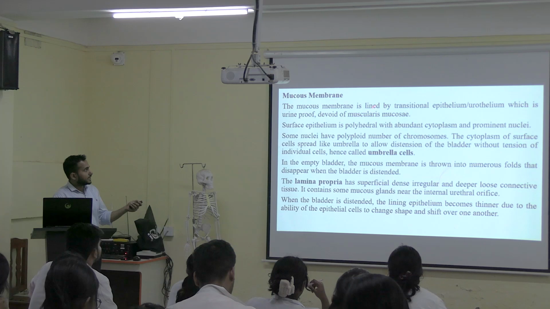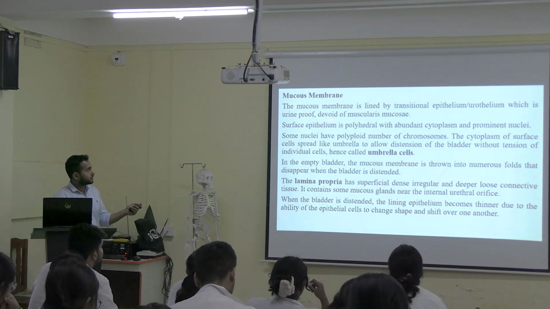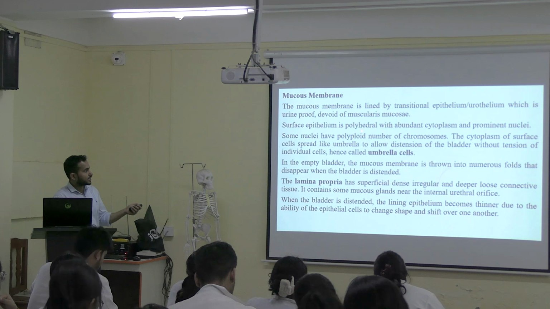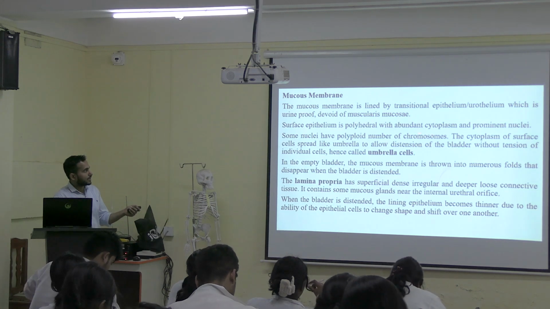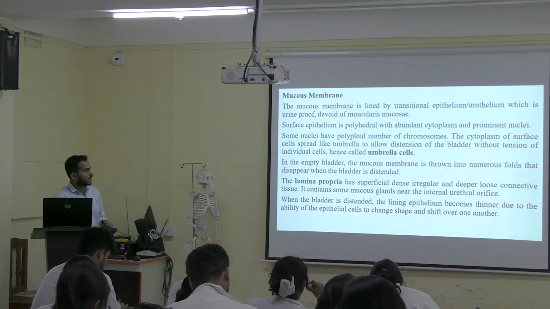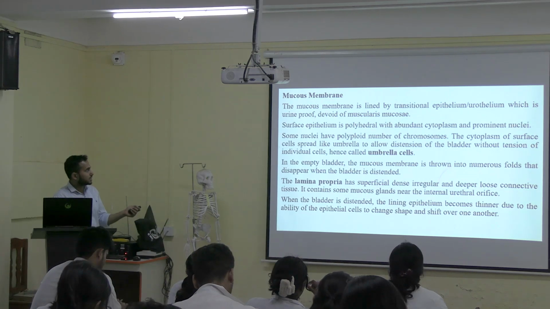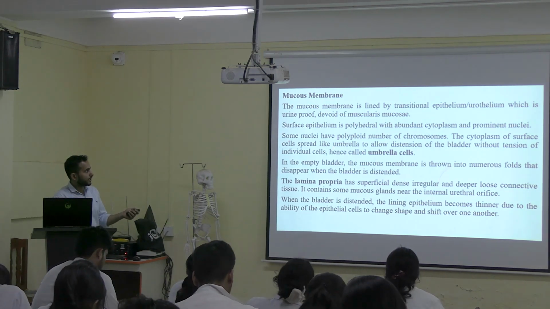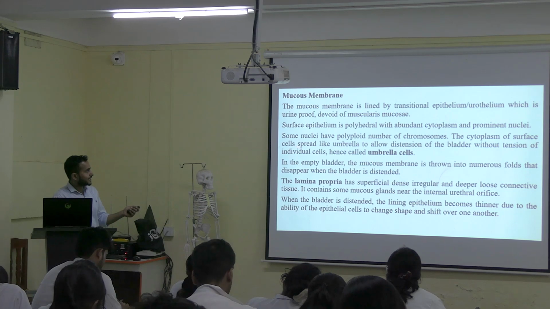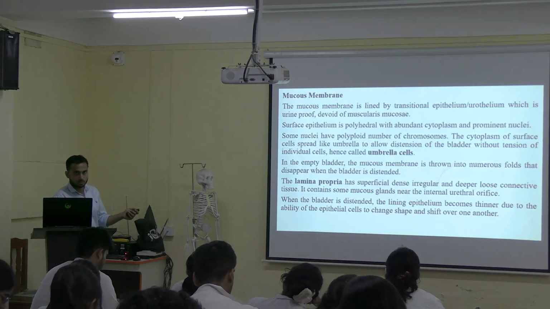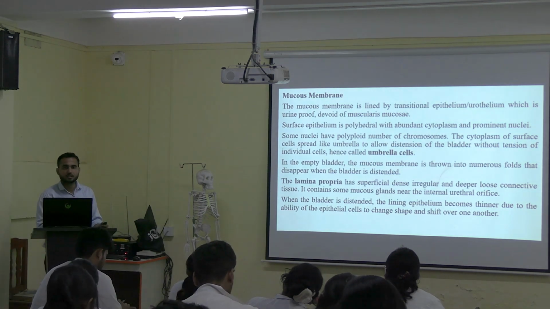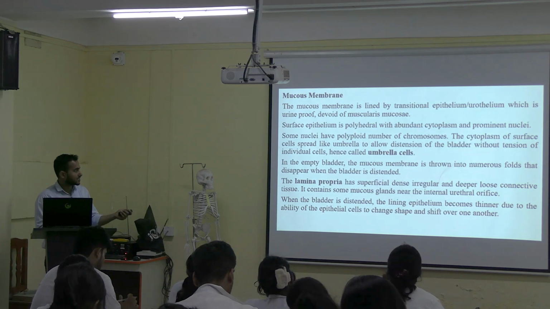The mucous membrane is lined by transitional epithelium, also called urothelium, which is urine proof, devoid of muscularis mucosae. The surface epithelium is polyhedral. Abundant cytoplasm and prominent nuclei are present. Some of the nuclei are polyploid. The cytoplasm of the cell spreads like an umbrella. That's why the surface cells are also called umbrella cells.